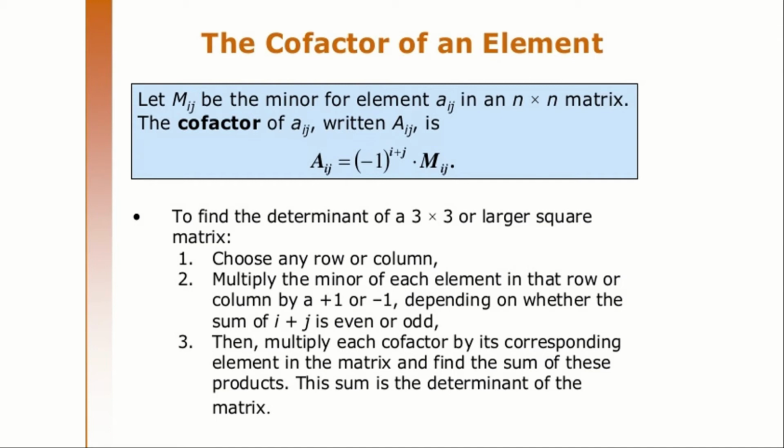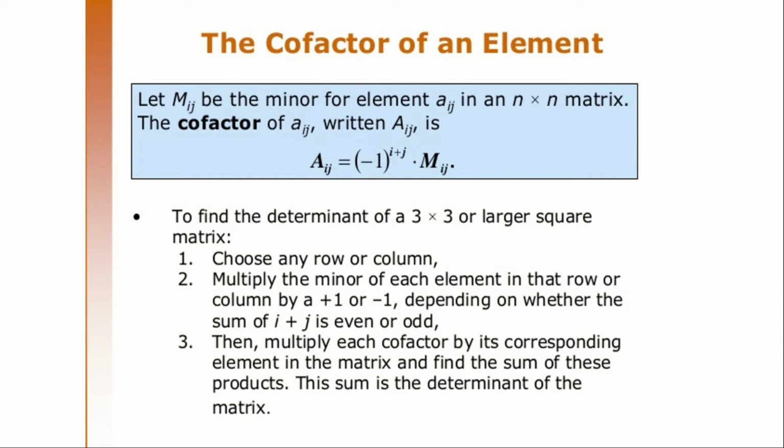So minor, we already know, means if we delete the adjacent row and column of one particular element, the remaining elements in the matrix form the minor. Whereas cofactor means when we multiply that minor by minus 1 to the power of the row number plus column number, then it is said to be the cofactor of that element.